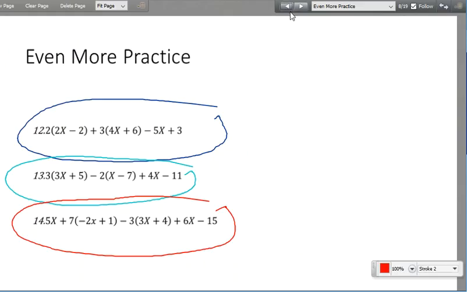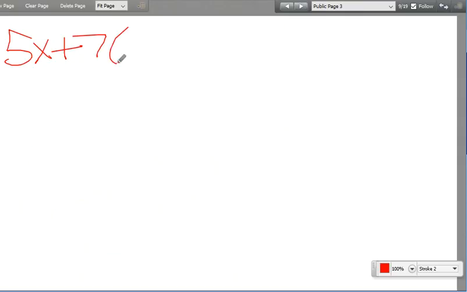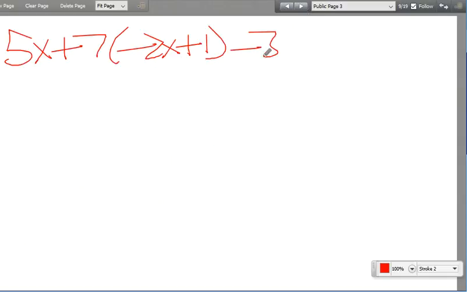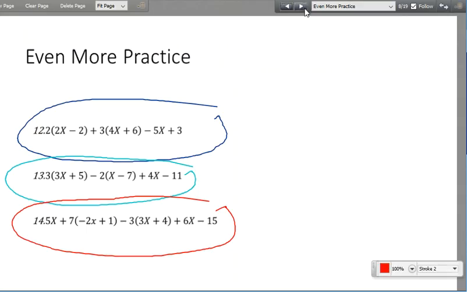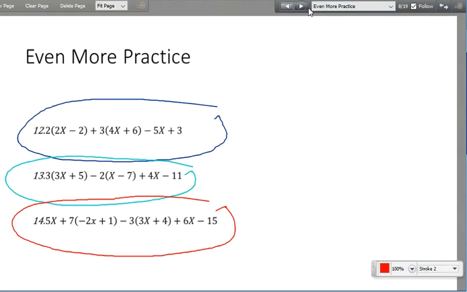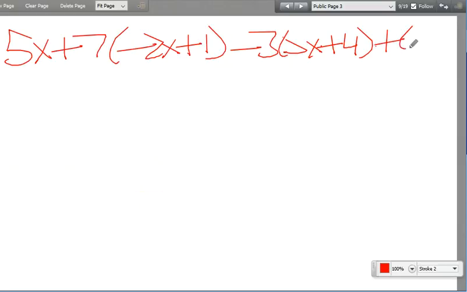Okay, so it says 5x plus 7 times negative 2x plus 1 minus 3 times 3x plus 4 and then we have plus 6x minus 15. Okay, so we have to distribute this 7 first.